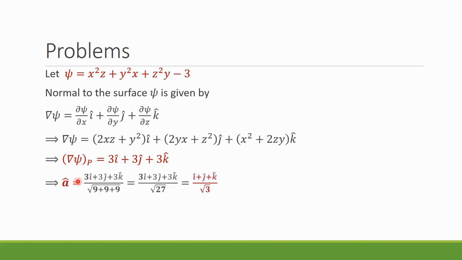Now a cap is nothing but del psi at p divided by its magnitude. So it is 3i plus 3j plus 3k divided by its magnitude, that is root of 3 square plus 3 square plus 3 square, that is 9 plus 9 plus 9, which gives us root 27. Root 27 can be written as root of 9 into 3, and 9 can be taken outside as 3, and that 3 will get cancelled with the common factor 3 in the numerator. So we get i plus j plus k divided by root 3, and this is the required unit vector.